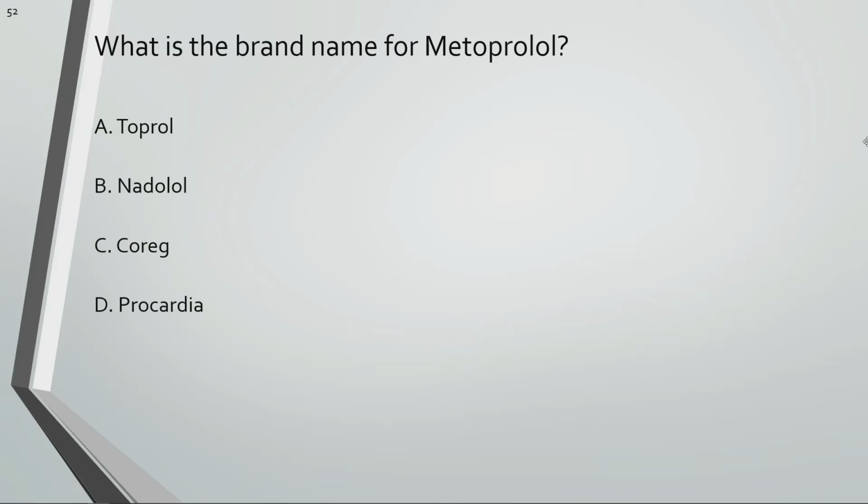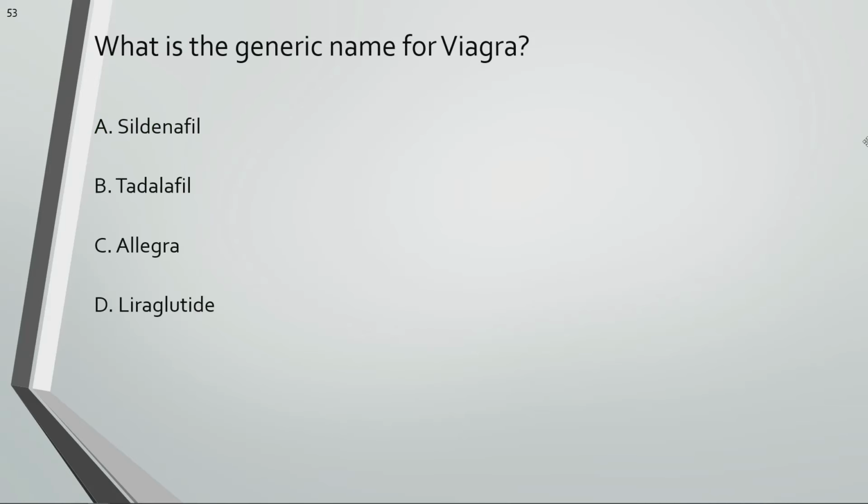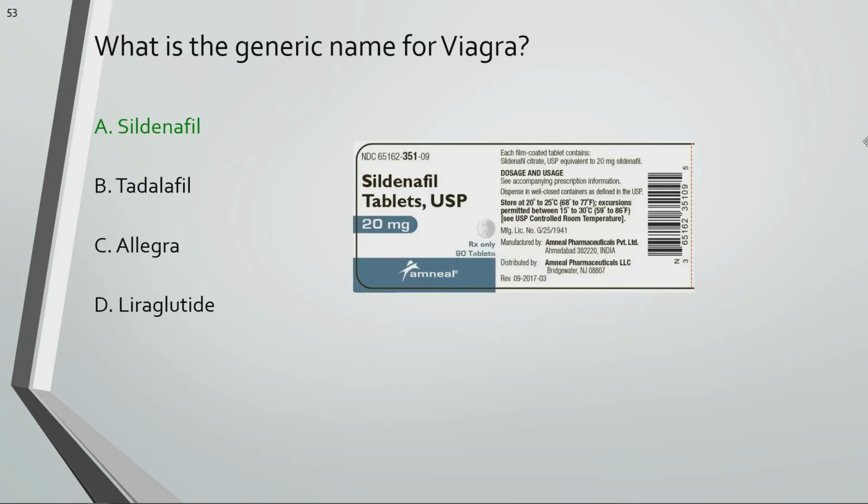What is the brand name for metoprolol? The brand name for metoprolol succinate is Toprol. Toprol is the extended release form. Metoprolol tartrate is the immediate release form and has the brand name Lopressor. What is the generic name for Viagra? The generic name for Viagra is sildenafil.